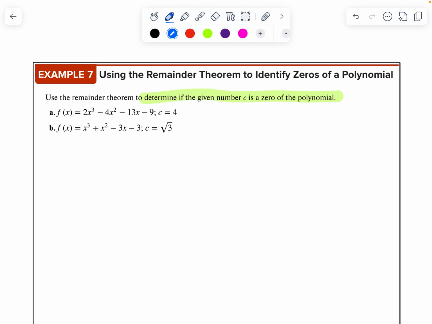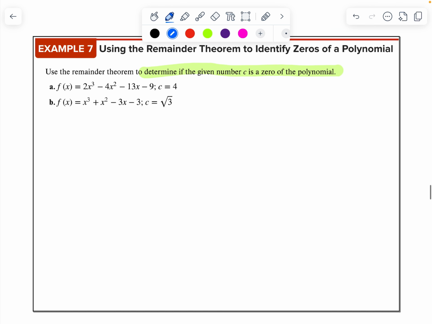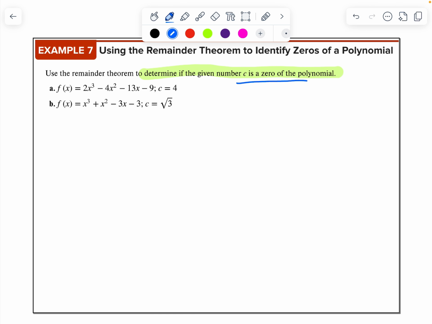All right, let's see. Use the remainder theorem to determine if the given c is a 0 of the polynomial. To find out if it is a 0, that means that it should give us a remainder of 0. So let's check for a and see if 4 is a 0 of that polynomial. So we'll say 4 on the outside. 2x to the third, -4x squared, -13x, minus 9.